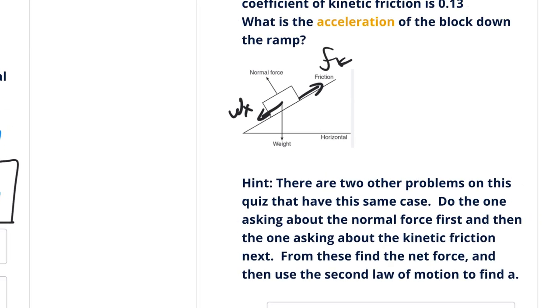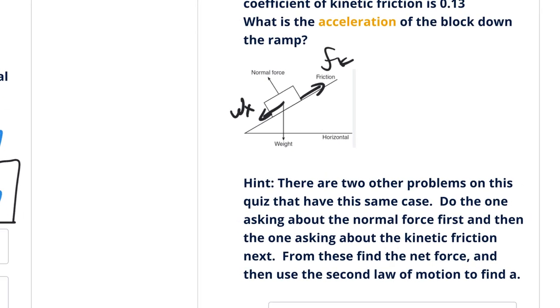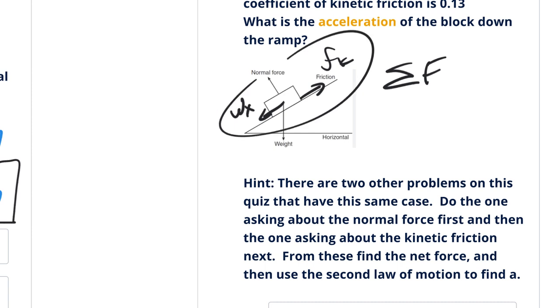So your net force horizontally would be Fk, which you already found, the bigger one minus the smaller one. So I'm assuming if it's sliding down the ramp, Wx is greater than Fk. So it'll be Wx minus Fk: the x component of the weight minus the kinetic friction. And you can solve for that.